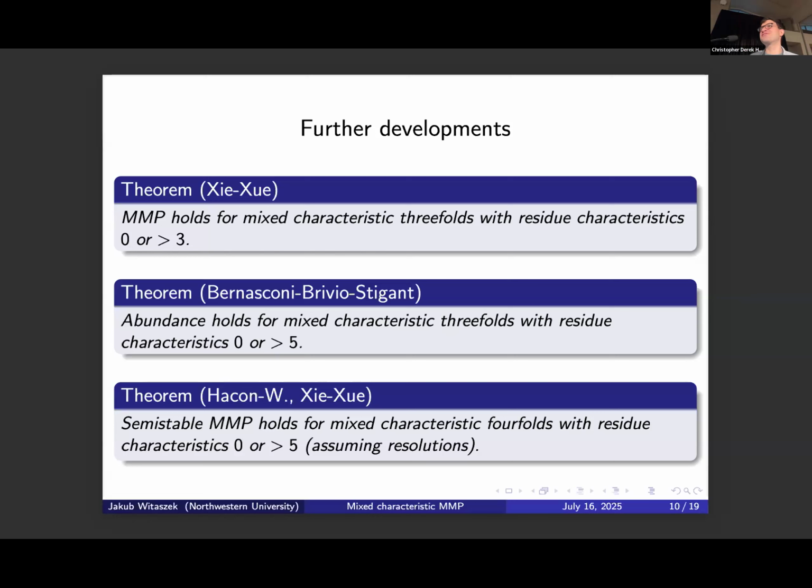Alas, as you've already heard from Carl's talk, resolution of singularities is only known up to dimension 3. So it's not known in dimension 4. And for this reason, for some of our results, we need to assume resolutions.